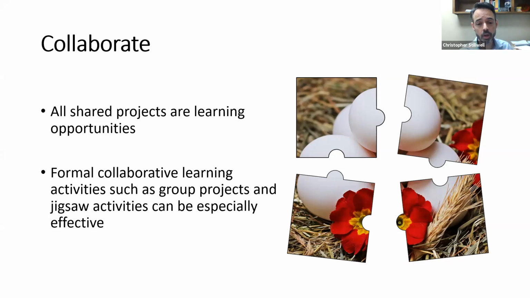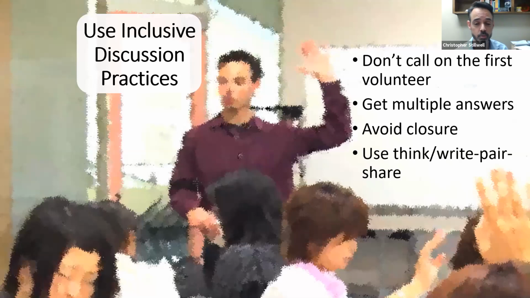In addition, we can also be more specific and more focused about it. We can use the same kinds of formal collaborative learning activities that we use in our classrooms, such as group projects and jigsaw activities. These kinds of activities can draw out and help us learn from the different kinds of expertise that our colleagues have. These activities allow us to enhance our social relationships. We can learn through interaction and share knowledge. In a few minutes, we're going to look at some specific activities for collaboration. But right now, let's go to the next point, which is about using inclusive discussion practices.